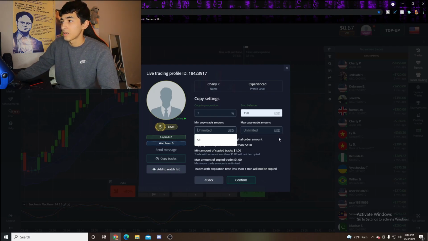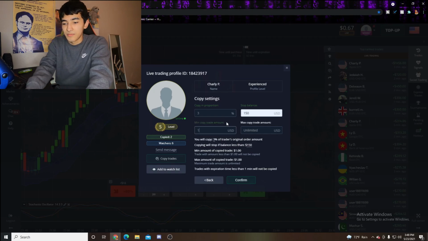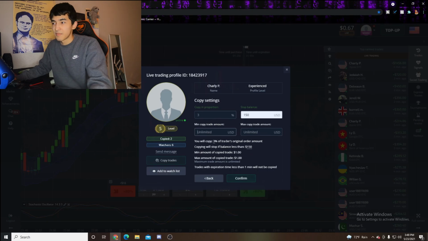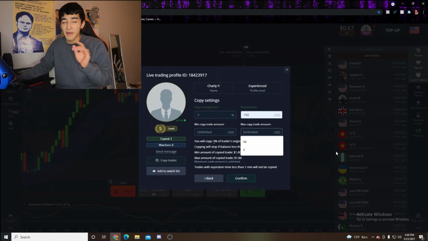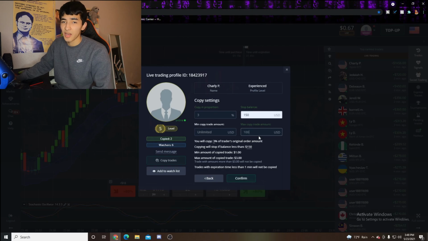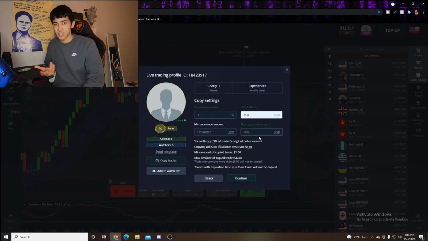Maximum copy. What's the max amount that you want to copy them? Say they do a $1,000 trade and you only have $200 in your account. If you do 3%, that's gonna be $30. Minimum, I would put unlimited, but the max is where you would put the 100. So if they did more than $100 a trade, you wouldn't copy them. I would actually change this to like 200 because 3% of 200 is $6.